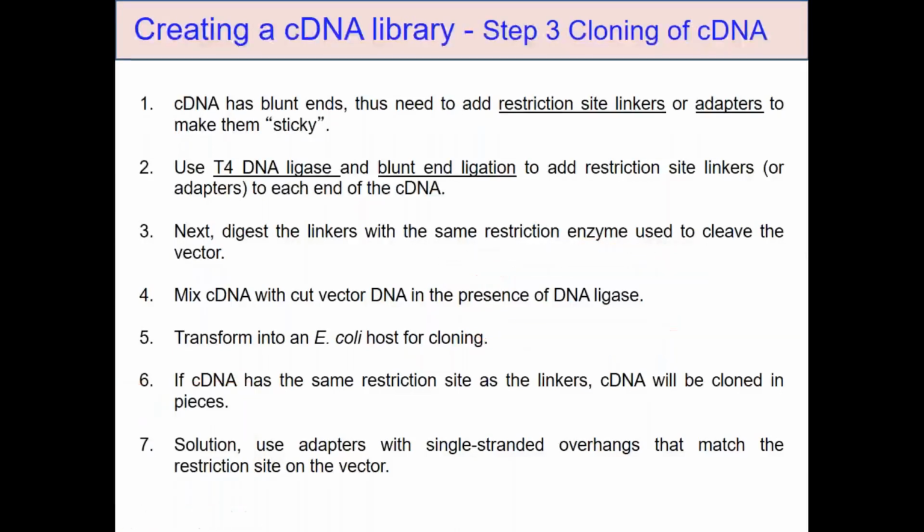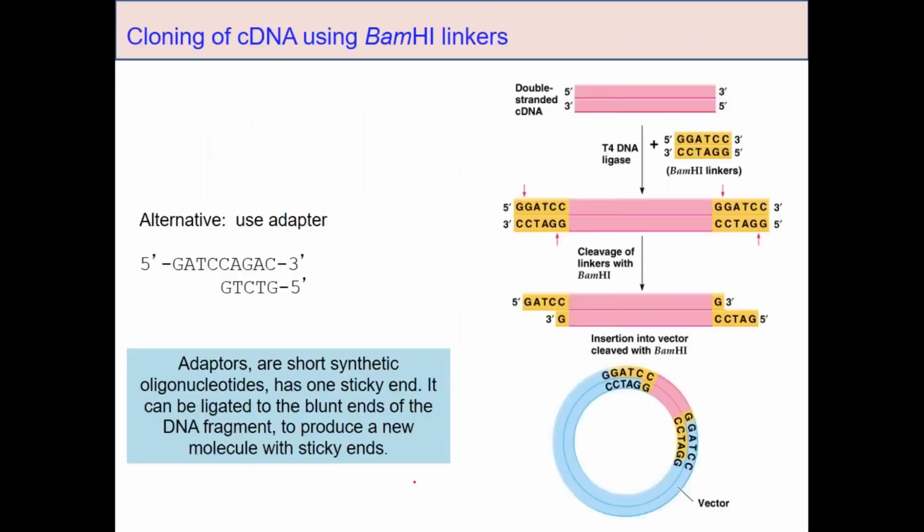vector. Understood or not? Guys, can you imagine what I'm saying? It is literally converting a blunt end into a sticky end. Once the sticky end is produced, it is very easy to ligate into a plasmid. Once the plasmid is ligated, the recombinant plasmid can be transformed into E. coli. So this is how they create a cDNA library.